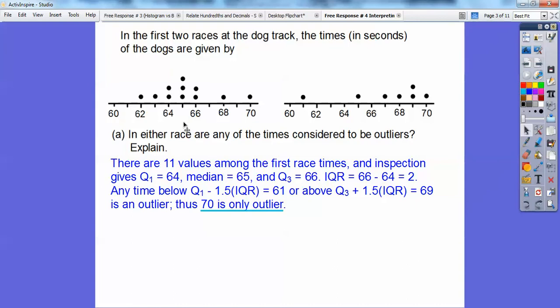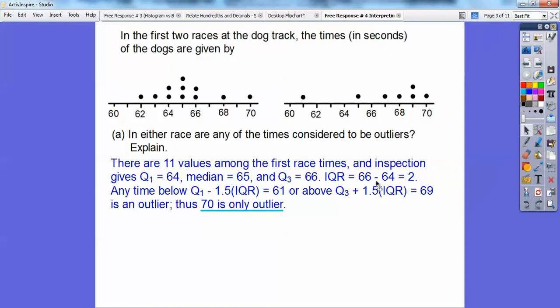The median is the middle number, so it'd be the sixth number, and then you don't count the median. There are 5 numbers below that, so the median of the 5 numbers below would be quartile 1, and the median of the 5 numbers above that would be quartile 3. That's how I'm getting 64 and 66. The IQR is the difference of those, so it's equal to 2.